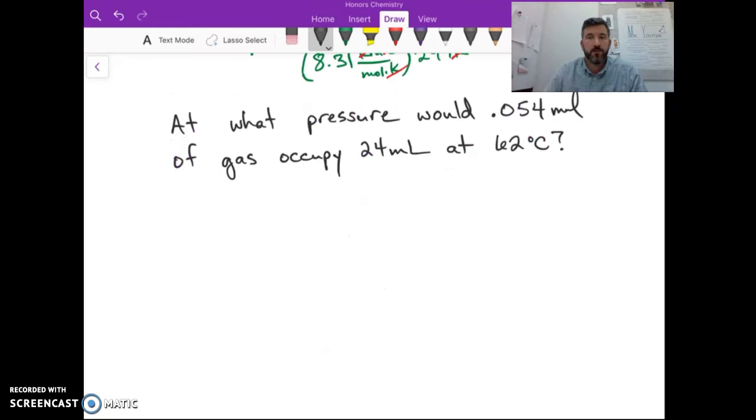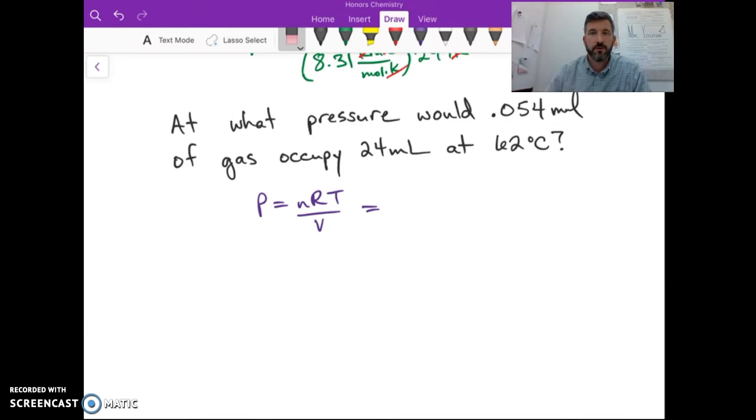At what pressure would 0.054 moles of a gas occupy 24 milliliters at 62 degrees Celsius? What's the version of the ideal gas law that you need to solve this one? Okay, there you go. So P equals nRT over V, just divided both sides by V. Let's go ahead and plug in our variables and solve. Don't forget to convert your temperature, and the volume does matter. It needs to be in liters.